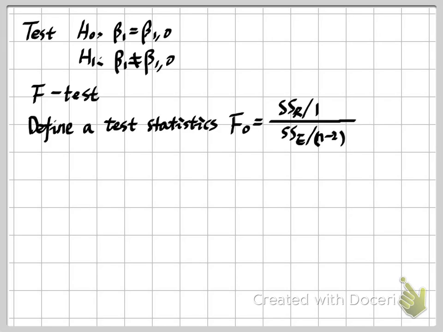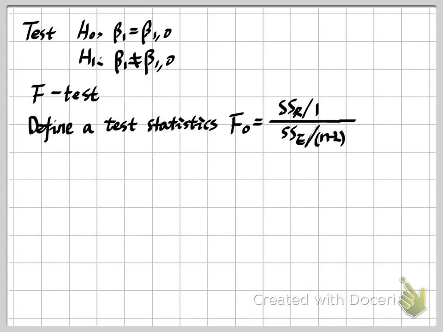So we can construct a new test statistic. The name of this one is the F test statistic. So this is our F test. We construct the test statistic F0 with the numerator as SSR divided by its degree of freedom, 1, divided by SSE divided by its degree of freedom, which is n minus 2. So this is our term for the F test.